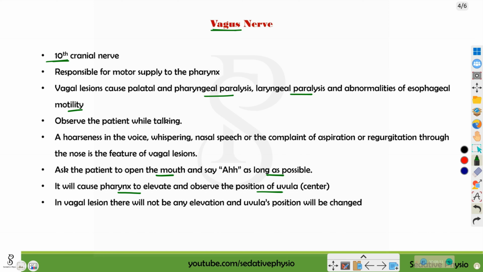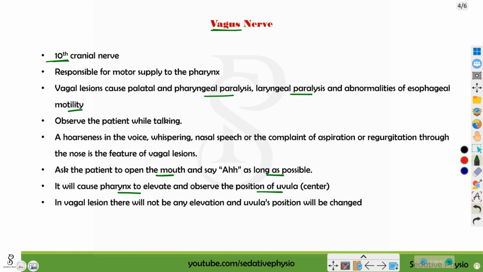Generally, in the normal condition, when the patient opens the mouth and says this as long as possible, the pharynx will elevate and the uvula will be at the center. It will not deviate to any side. But in a vagal lesion, there will be no elevation of the pharynx or the palate, and the uvula's position will change. The uvula will shift either to the left or to the right. It will not be in the center.